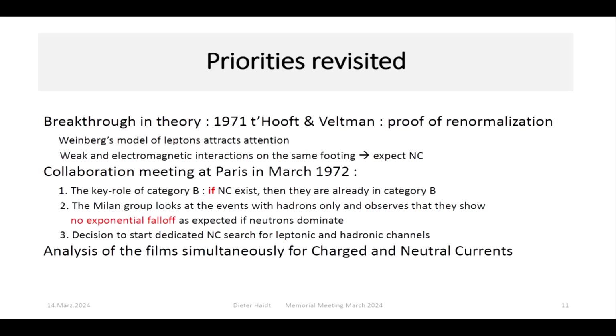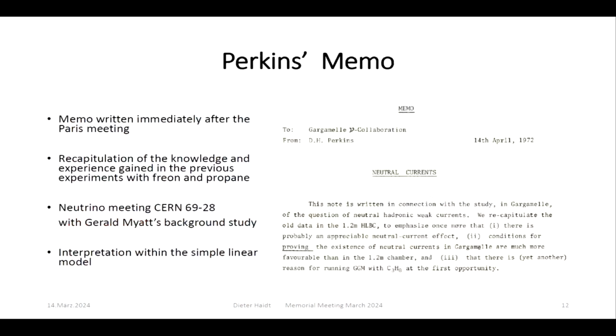From that moment on, it was decided to make a dedicated search for neutral currents, both in leptonic and in hadronic channels. And so the analysis continued simultaneously with both neutral and charged current. Just a few weeks later, Don Perkins wrote a memo where he recapitulated all the knowledge gathered in the previous neutrino experiments and distributed that to the neutrino collaboration.